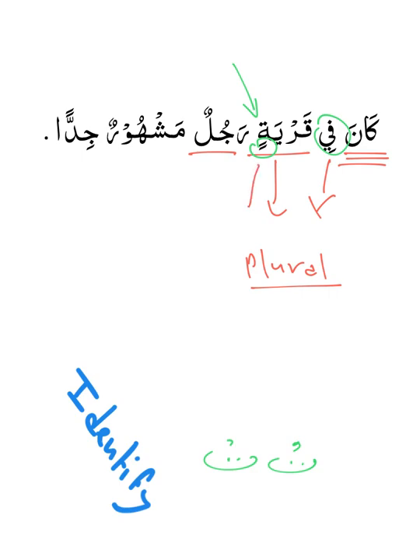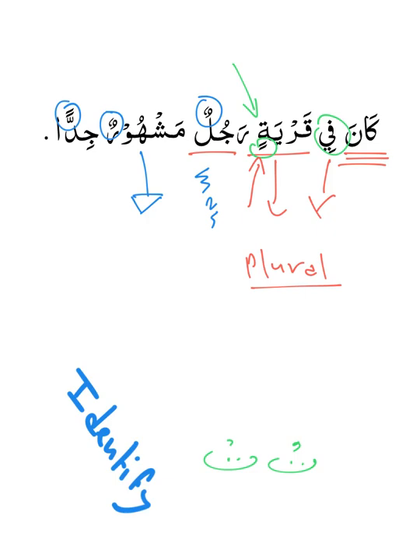It's got kasratain. Rajul is also a noun. Again, a very obvious sign, it's got a tanween. And we all know what rajul means, so you don't need to check this word. It means man. Mashhur is also a noun. And jiddan is also a noun because both have tanween. Mashhur, you might already know the meaning of this, so you may not have to check it. Otherwise, you check it in the dictionary.